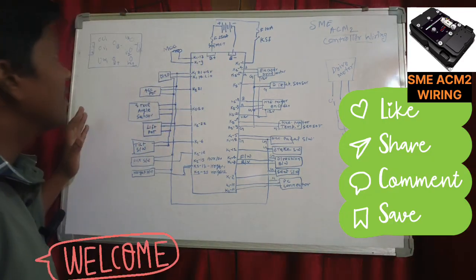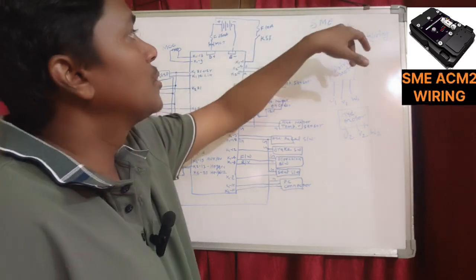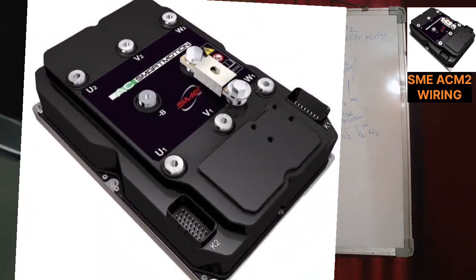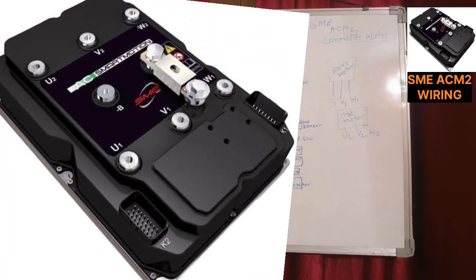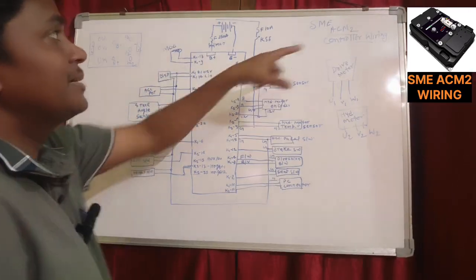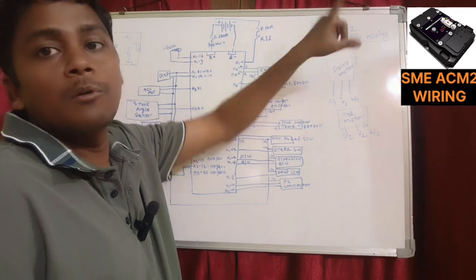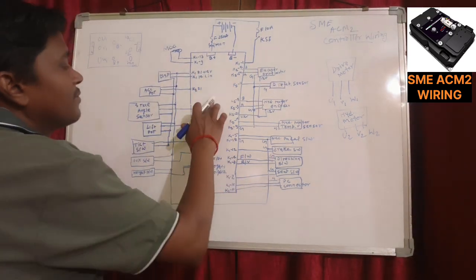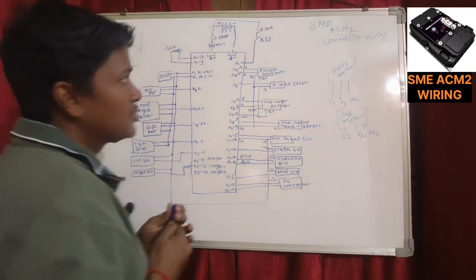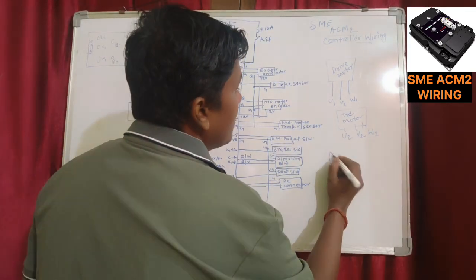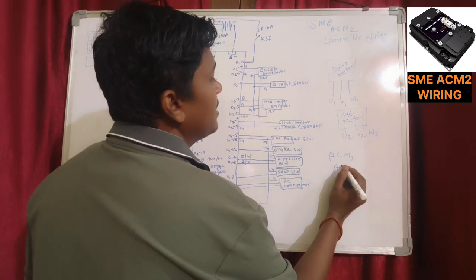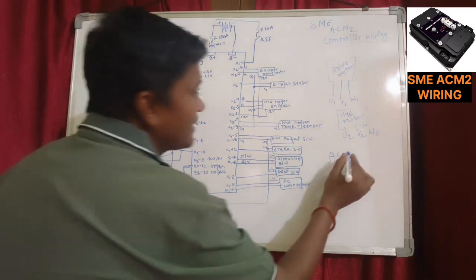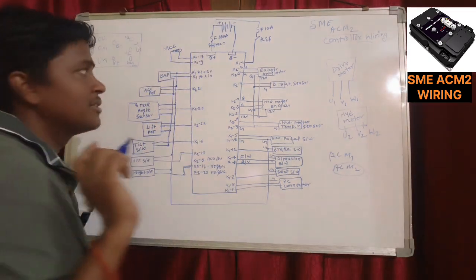I am Sangam and I am creating a video on the SME ACM2 controller, which is used in various forklifts and EVs. This controller is designed for BLDC motors. ACM2 means it will control two BLDC motors. There are two models of this controller, ACM1 and ACM2. ACM2 will drive two BLDC motors, ACM1 will drive one BLDC motor.